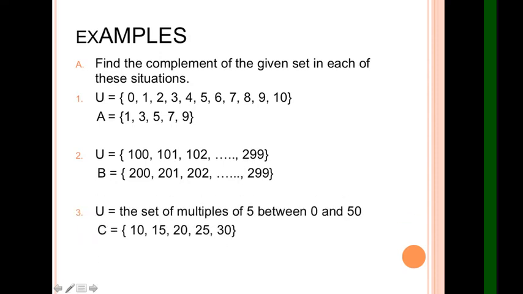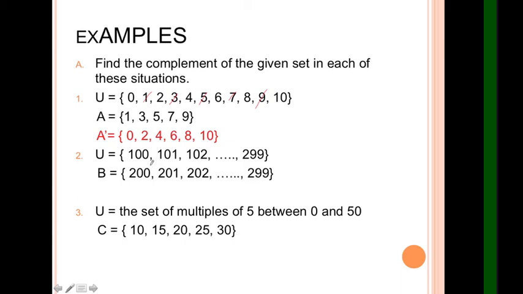Okay, for number 1, what do you think is the complement of A? For A complement, we have 0, 2, 4, 6, 8, 10. Kumbaga, aalisin mo lang ito. So, you can do the cancellation method. So, let's say 1. Meron siyang 1. Alisin natin. 3, 5, 7, and 9. Then, yung matitira, sila yung complement ni A.